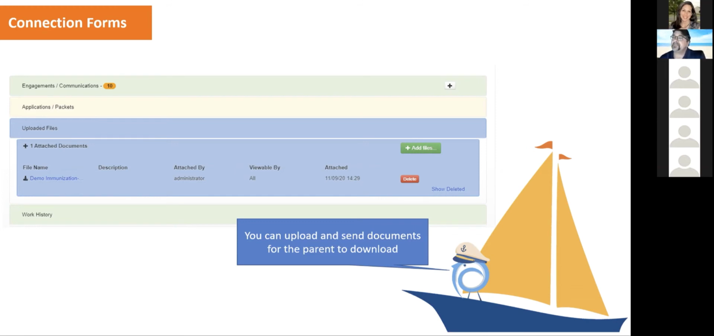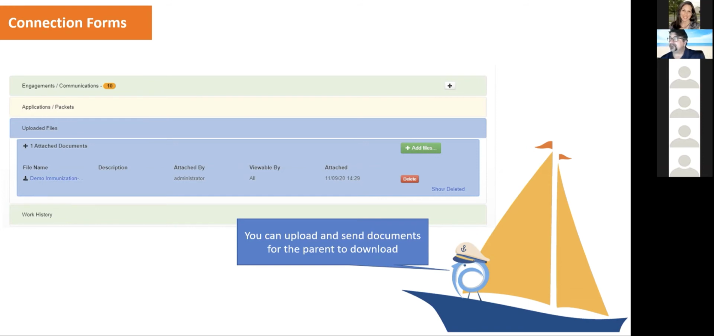It shows up for the parent as a task. They will get a notification saying they have a document to download, and when they go in, they're going to see that it is a task on their dashboard. So if, for example, there was, God forbid, a disciplinary issue, you could send the disciplinary form back to the parent via their family dashboard.